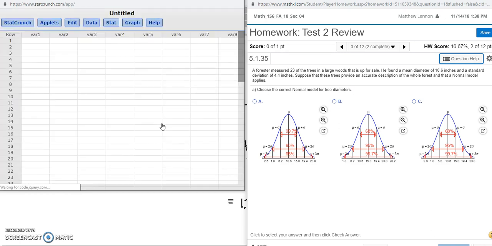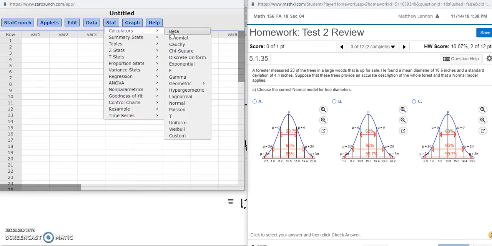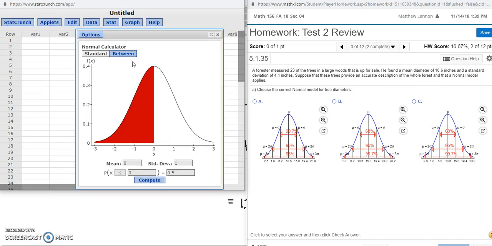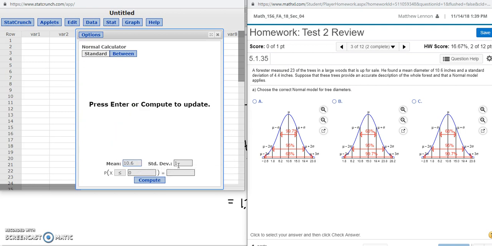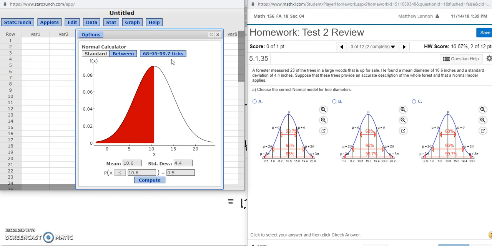What we're going to do is open up the normal calculator. You find that under Stat, Calculator, and then go down to the normal calculator. So this is the normal distribution. You can fill out the mean that they said was 10.6 and the standard deviation of 4.4, and just compute any probability. So let's say the probability were less than 10.6. That doesn't really matter for us. What we're trying to do is just find above where it says 68, 95, 99.7 ticks, and it'll show you exactly what the mark should be on the bottom when you're trying to do the 68, 95, 99.7 rule.